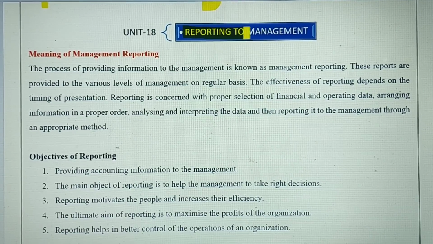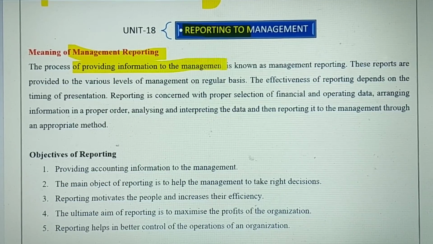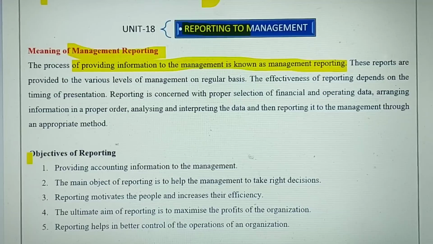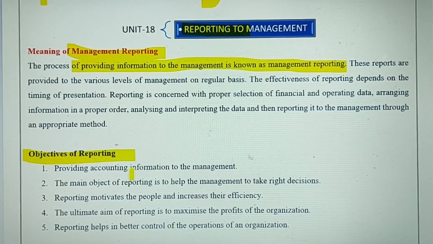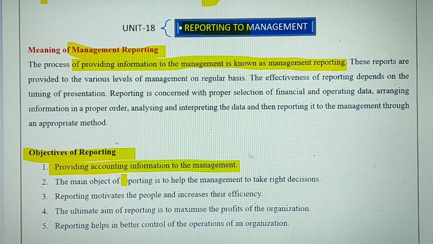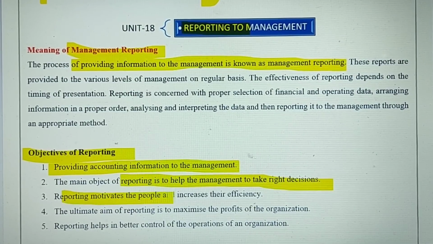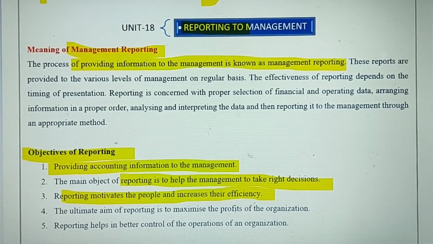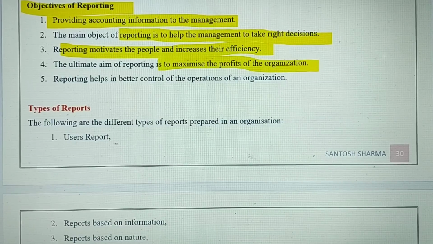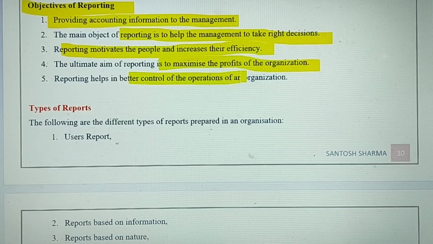Unit 18 is on reporting. You should know what management reporting is. Providing information to the management is basically, in simple words, known as reporting. Let's see the important objectives of reporting. The first one is providing accounting information to the management. Secondly, reporting to the management so that they can take right decisions. And reporting motivates the people and increases the efficiency of the employees. The ultimate aim of reporting is to maximize profit and the growth of the organization, and it helps to control the operations of the business enterprise.